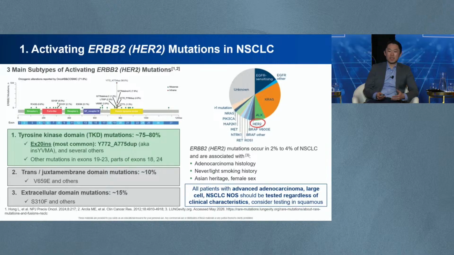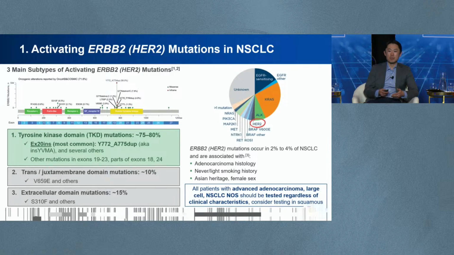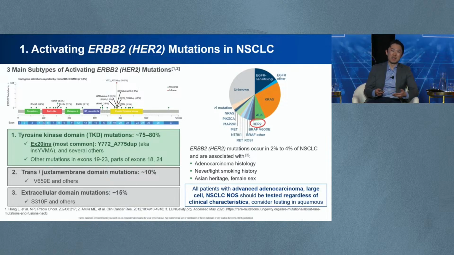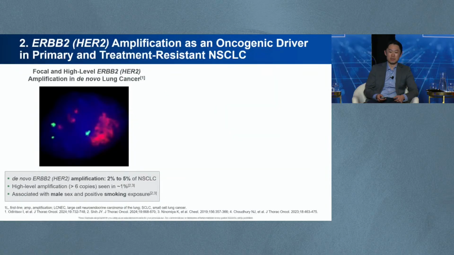And so clinically, these mutations occur in about 2 to 4% of patients with non-small cell lung cancer, and they're typically associated with a certain phenotype. So mostly adenocarcinoma, never or light smoking history, as well as an Asian heritage, as well as female sex. But it's important to emphasize here that HER2 mutations can occur in patients outside of these clinical characteristics. So it's really important that we test all patients with adenocarcinoma, large cell, non-small cell NOS, regardless of these clinical features, and actually even consider testing in squamous cell carcinomas in select clinical scenarios.